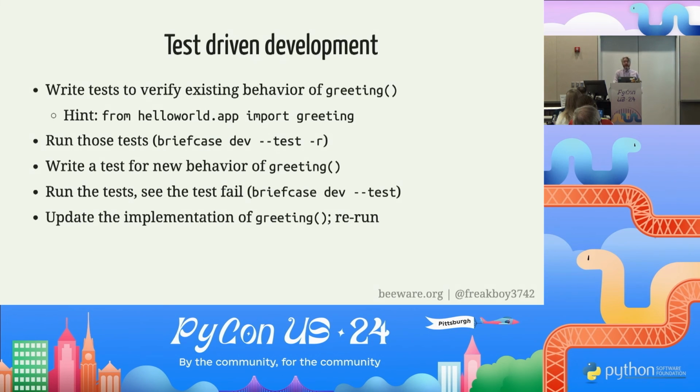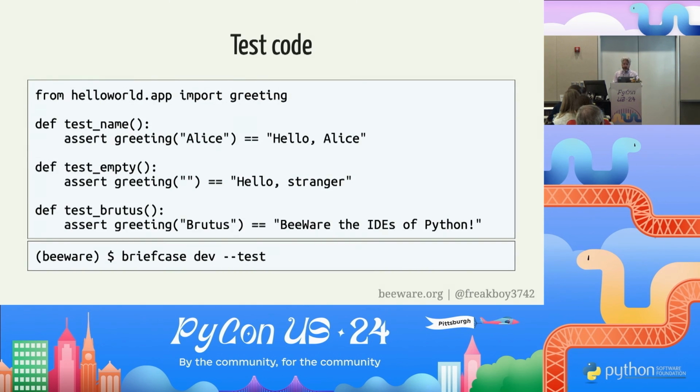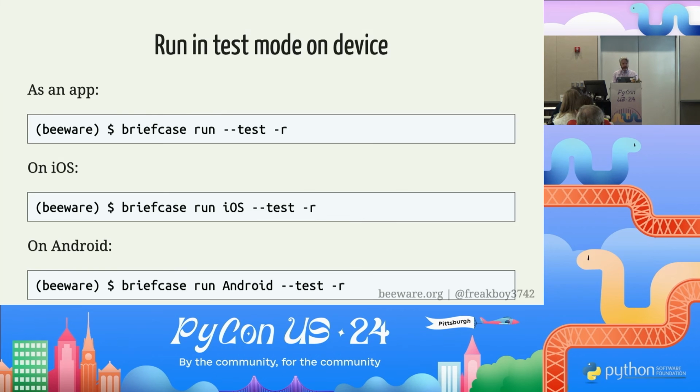You can then use that capability to do some test-driven development. So if you get a new requirement from upper management, whenever the user's name is Brutus, you want to provide a customized greeting, you could write a bunch of tests to validate that the greeting method behaves the way you expect, validate that the tests are returning the right values, run briefcase dev --test, and then also run briefcase run --test to validate that it works correctly in the runtime environment. So example there, running test mode on device as well: briefcase run iOS --test, briefcase run Android --test, running test mode on all those devices.